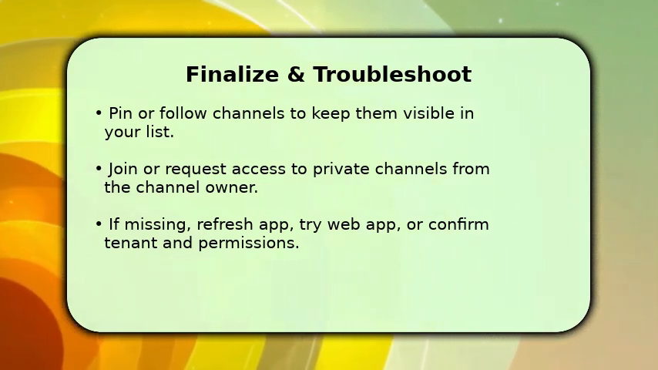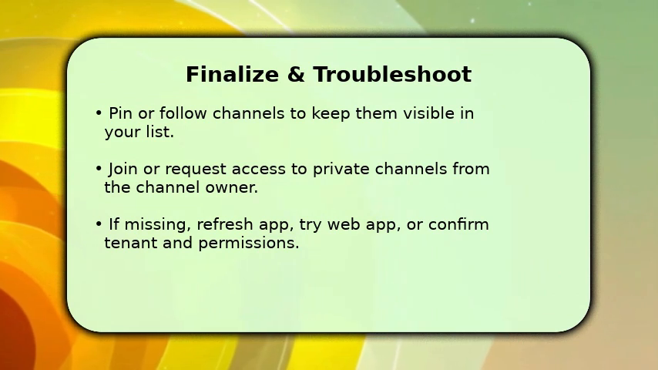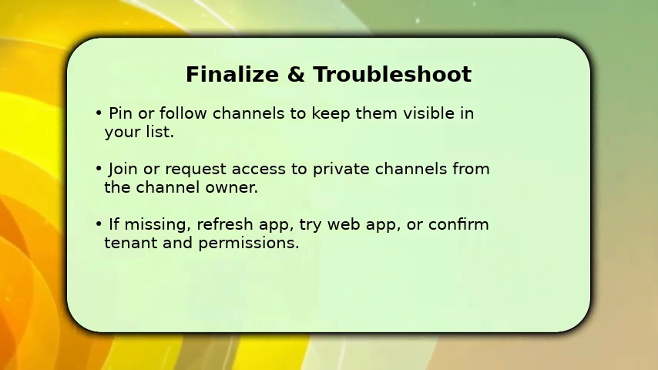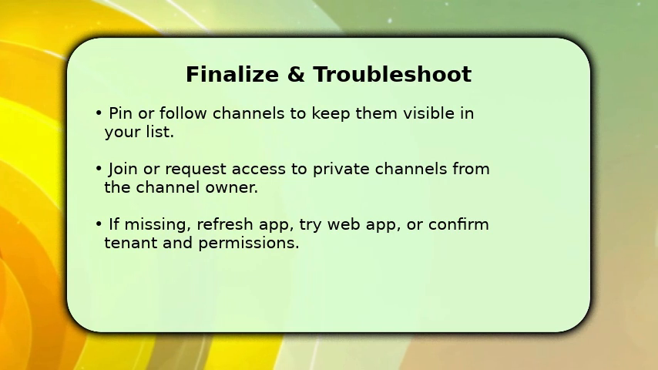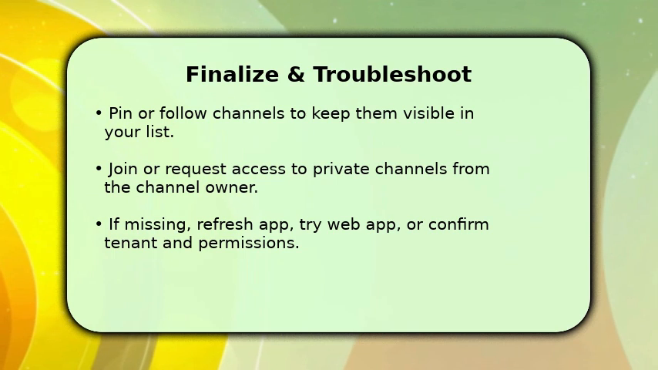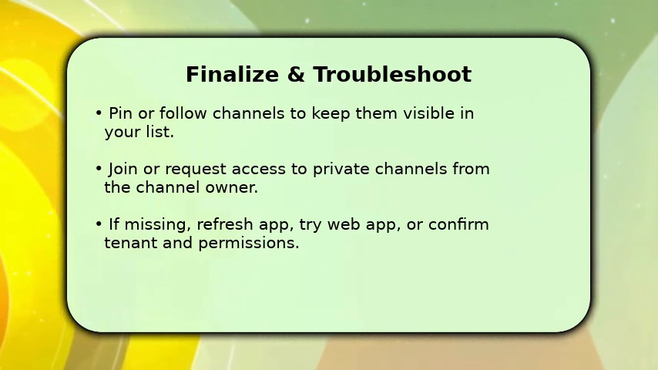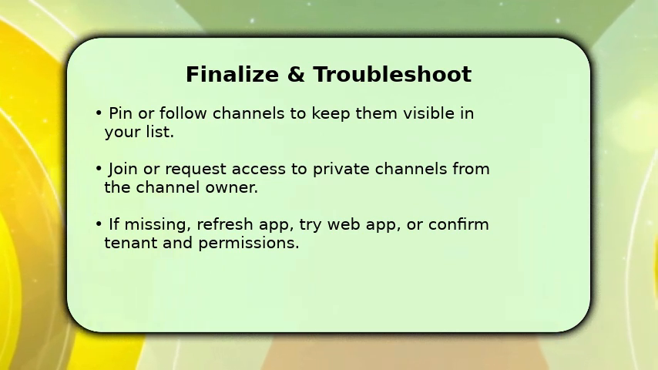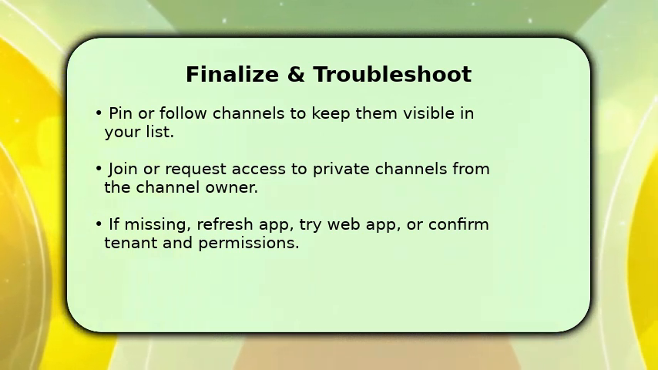If a channel is private, request access from the owner or team admin. You'll need permission to see it. Make sure to refresh the app or sign into the web version if things act up. Caching can hide updates. If problems persist, confirm you're in the correct tenant and that your role grants channel visibility. Contacting your IT admin resolves most permission issues quickly.